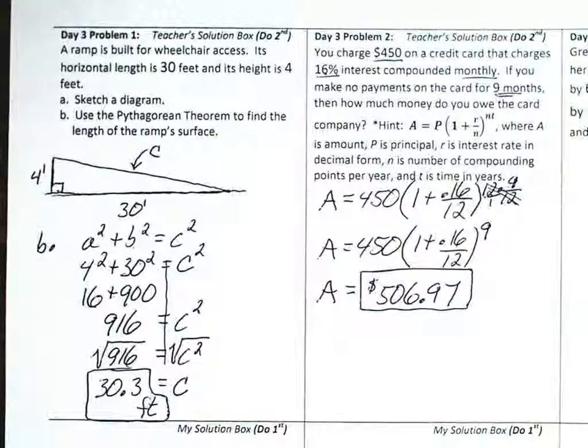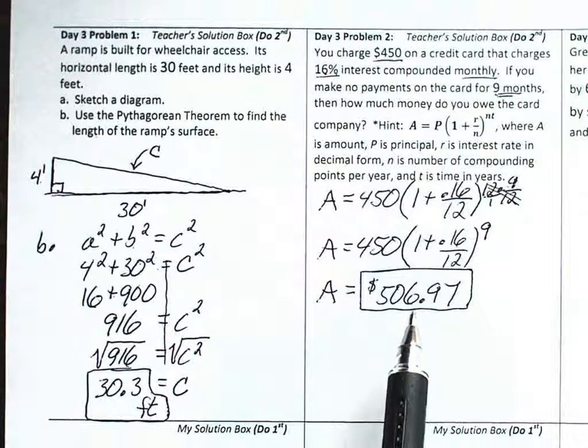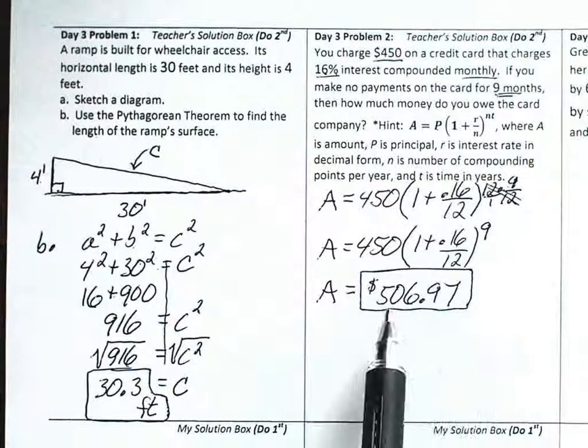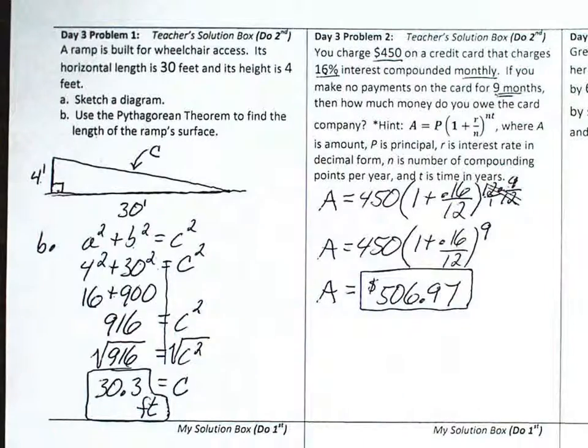If we charge money to our credit card at this interest rate and we don't pay anything back for 9 months, not only do we owe them the $450 that we charged, but we also owe them an additional, it looks like, $56.97, because we now owe them this amount total. We better pay that card back.